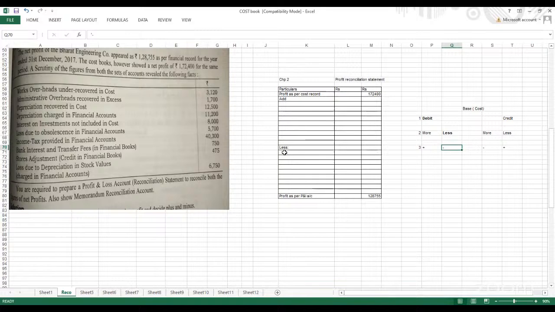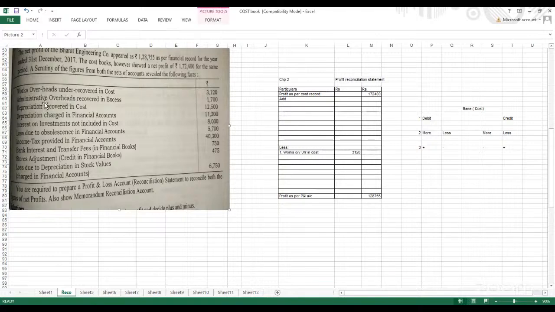Clear? So in less I'll write works overheads under recovered in cost. Is this clear, students? How much under recovered? 3120. Very simple. Now we'll go to next one. I'll just remove these bold letters now.